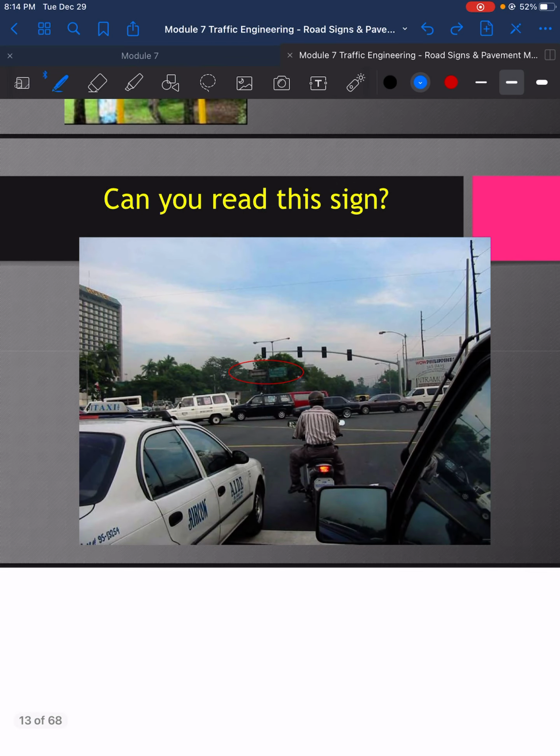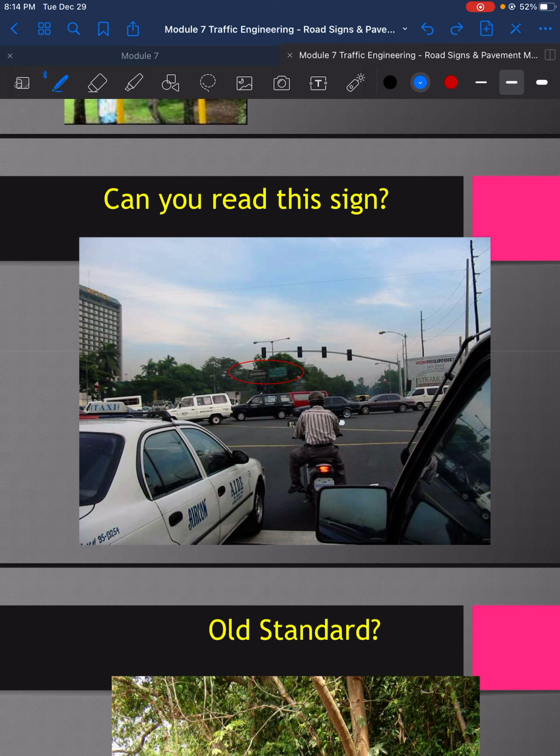How about this one? Can you read this sign? This road sign is mentioning where those roads lead to, but the problem is it's too little. To read it, you'd really need to go to the middle of the road, and that would be dangerous. So it should be made a little bigger.